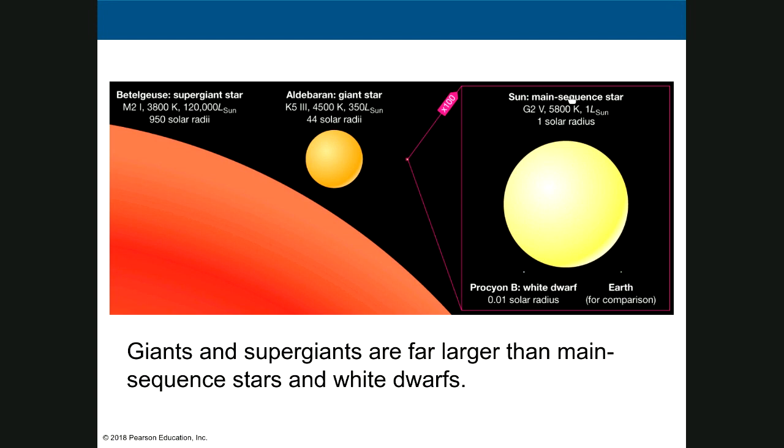You'll notice the temperature of the sun is about 5,800 Kelvin. Notice that Aldebaran here is 4,500 Kelvin. It's cooler than the sun, but its luminosity is greater. So in that sense, it's more luminous but cooler, which must mean that it's bigger.